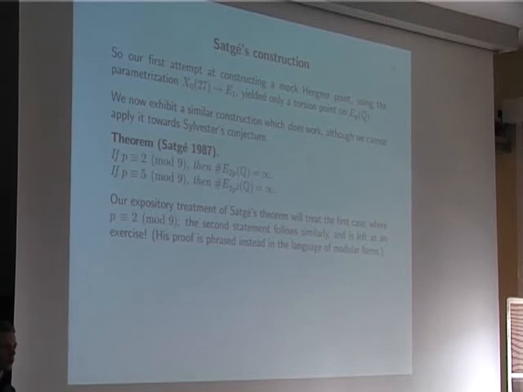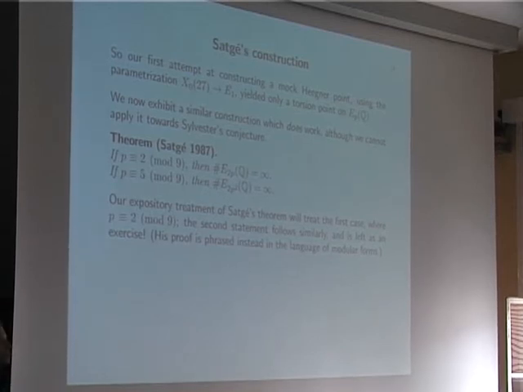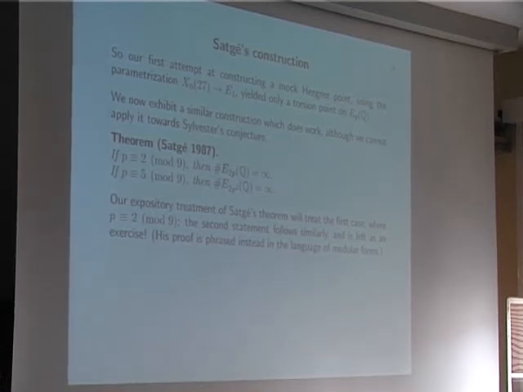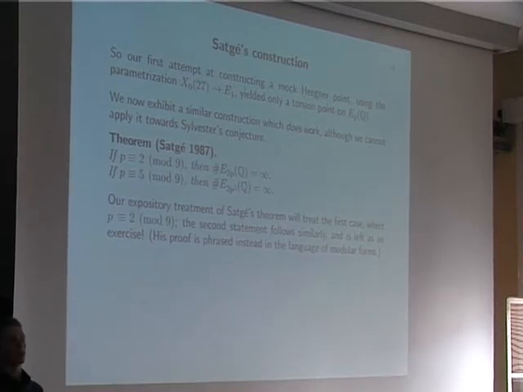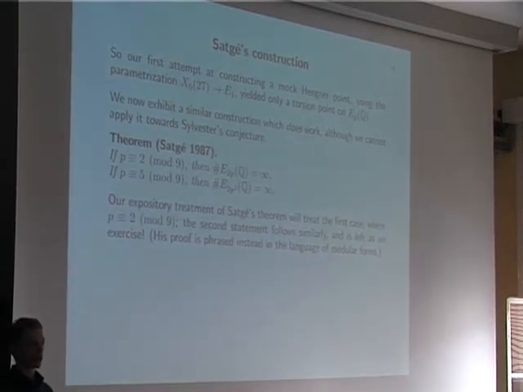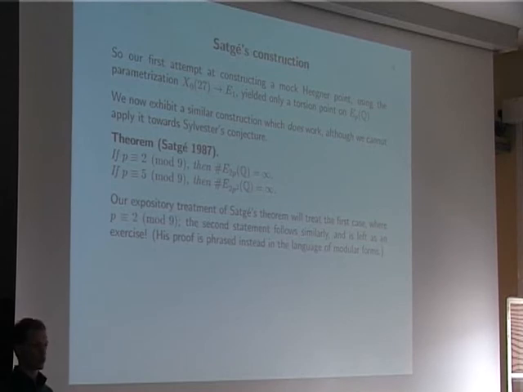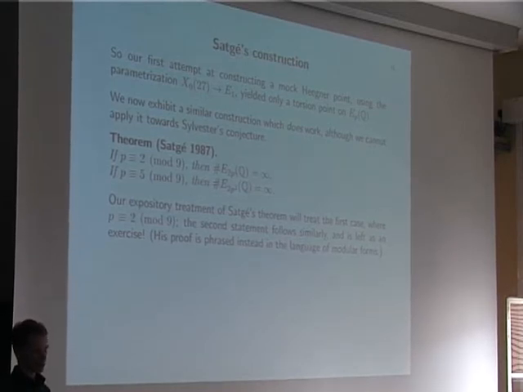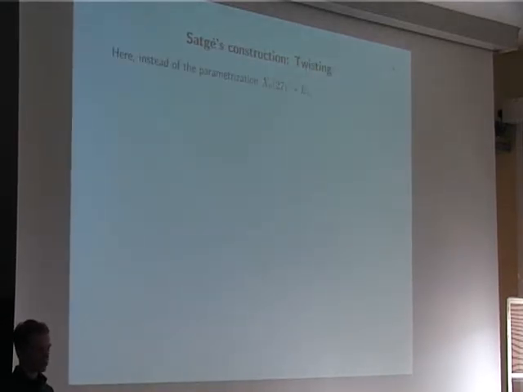And here, the only thing that I'm adding is rephrasing it in terms of the constructions that we've been doing using Heegner points and mock Heegner points. And from my perspective, it seems more natural and more comprehensible that way. OK, so what's the twisting here?